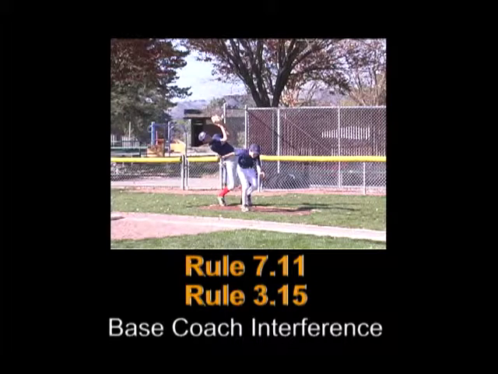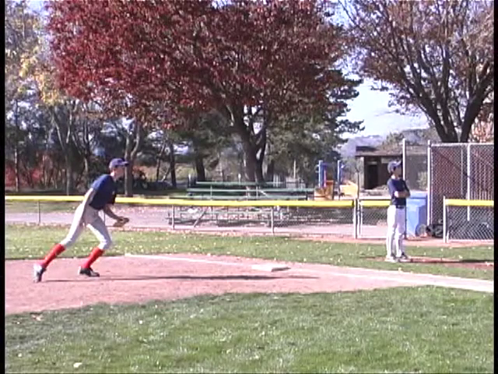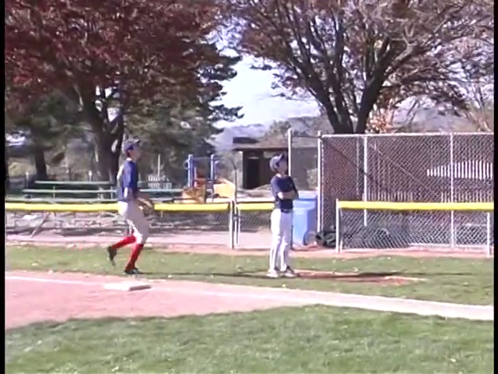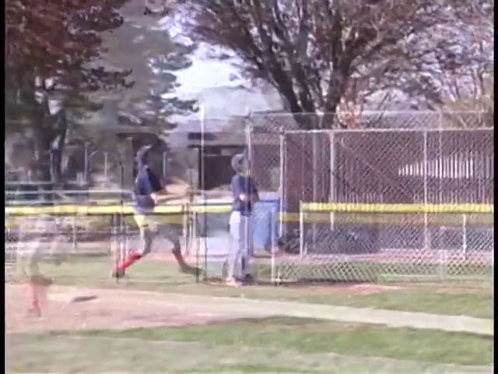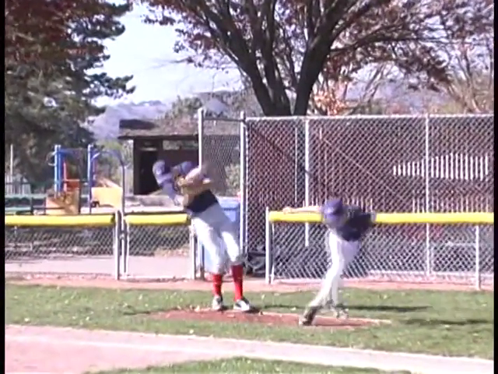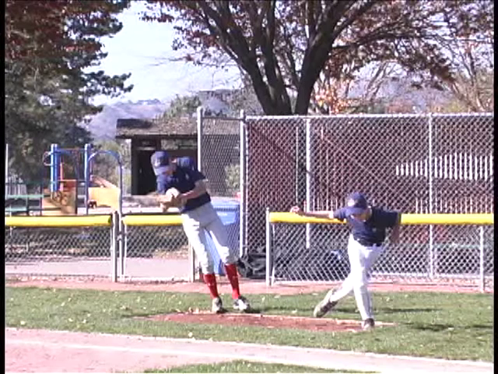Interference by a base coach can be done with a batted ball or with a thrown ball. There's two rules that apply to the base coach. Rule 7.11, which says any member of the offensive team must vacate any space necessary to avoid a fielder attempting to make a play. Rule 3.15 deals with coaches and any incidental contact that they may make with a thrown ball or a fielder. In this play, a batted ball is attempted to be fielded, and there's interference by the base coach. He must avoid a fielder attempting to field a batted ball, and he must vacate any space necessary.